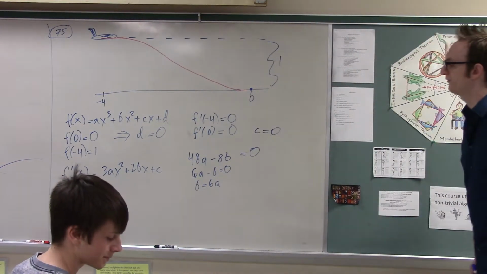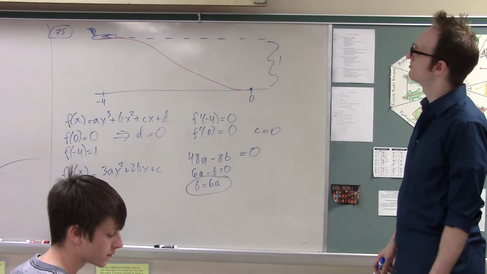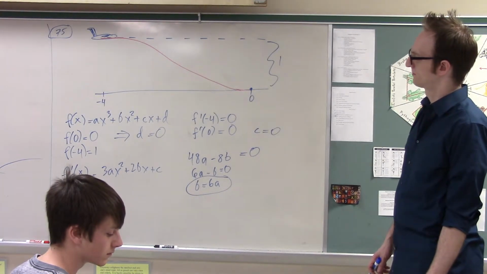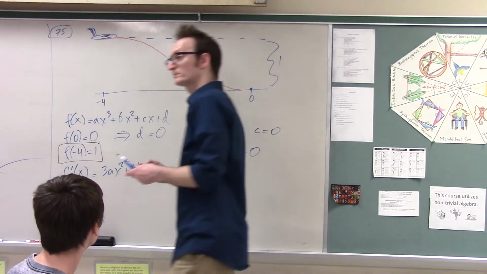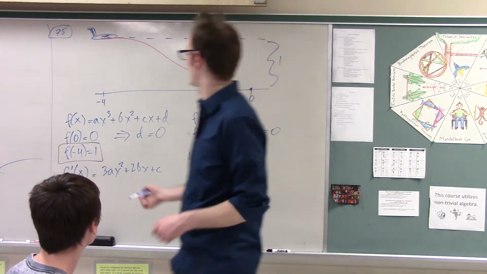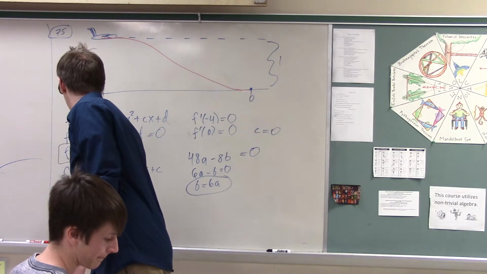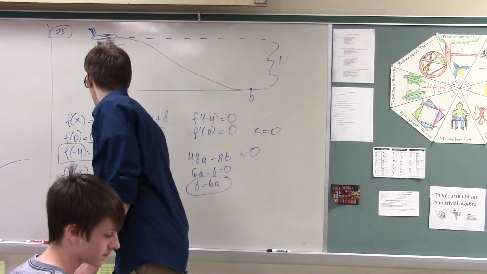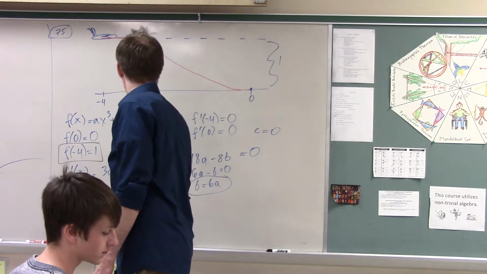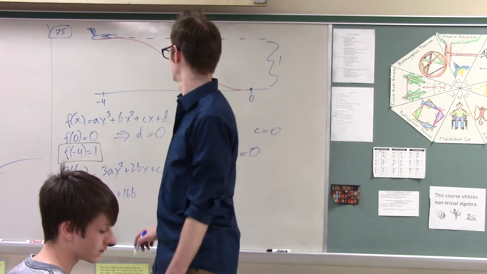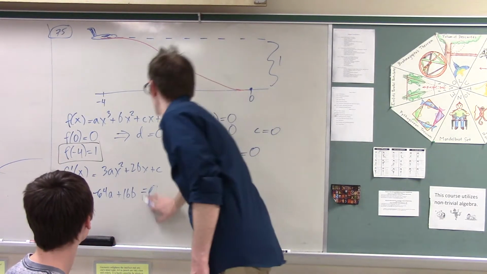And now to figure out the relationship between a and b, I need to use more facts. I need to use the only other fact left, right? Which is that f of negative 4 is 1. So if I plug in negative 4 into this, I get that f of negative 4 is negative 64a plus 16b. That has to be 0. No. What am I doing? 1. It has to be 1.